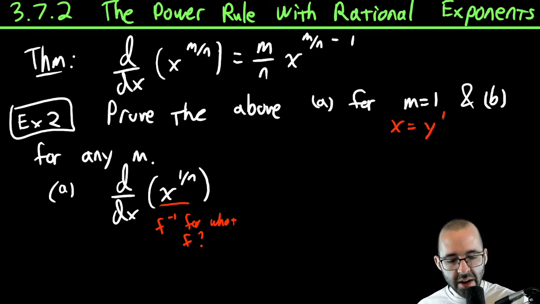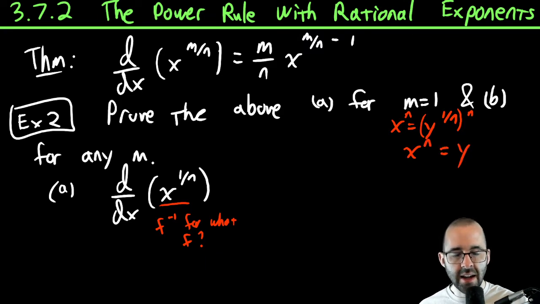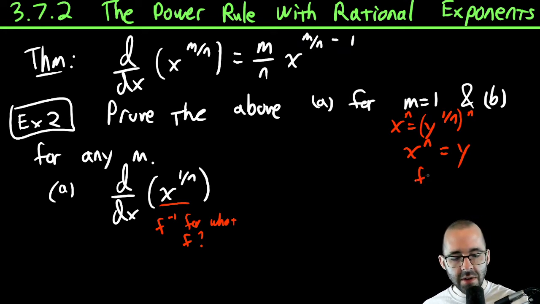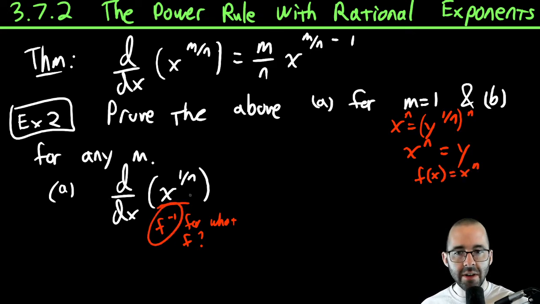x equals y to the 1 over n. How do we solve for y? Raise both sides to the nth power. The left-hand side is x to the n. The right-hand side is y to the n over n. Remember your properties. n divided by n is our new exponent. n divided by n is 1. So if f is x to the n, then this is f inverse. And we can use the inverse function theorem.